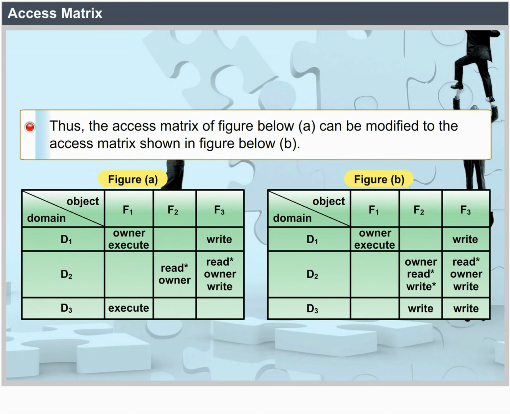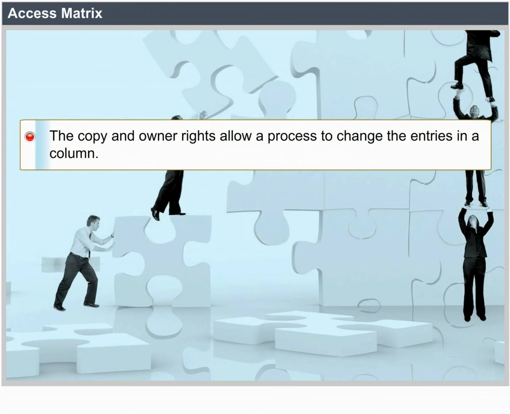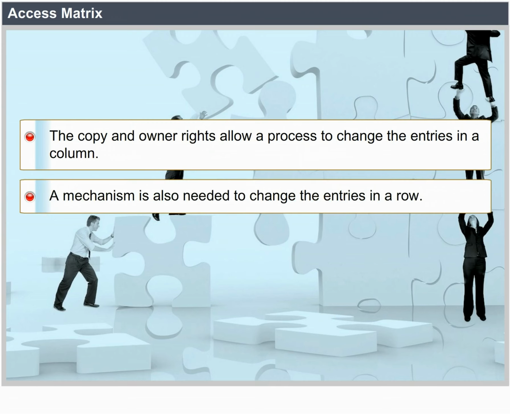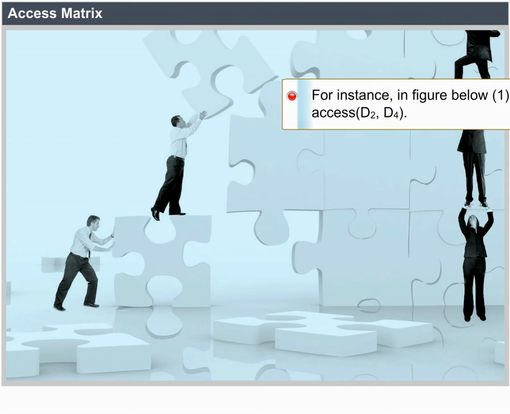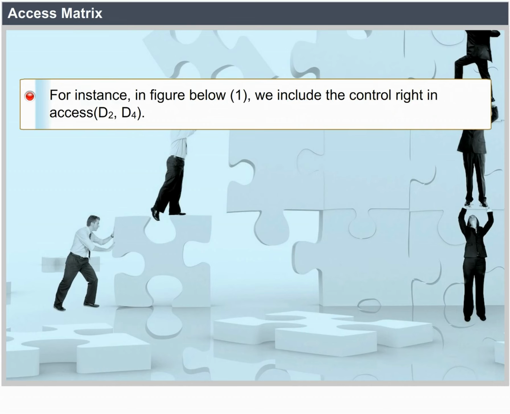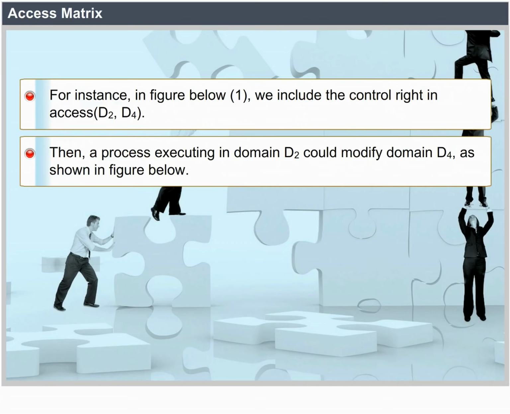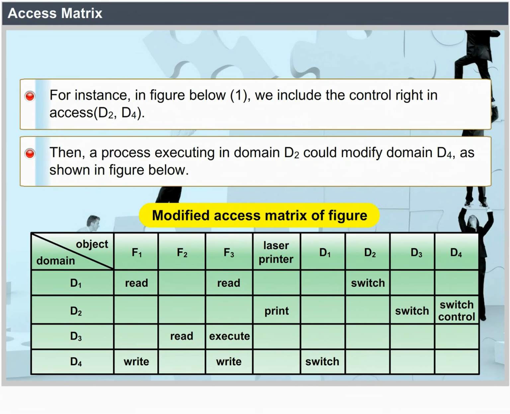The copy and owner rights allow a process to change the entries in a column. A mechanism is also needed to change the entries in a row. The control right is applicable only to domain objects. If access(i,j) includes the control right, then a process executing in domain Di can remove any access right from row j. For example, suppose that in the figure we include the control right in access(D2, D4). Then, a process executing in domain D2 could modify domain D4 as shown in the figure.